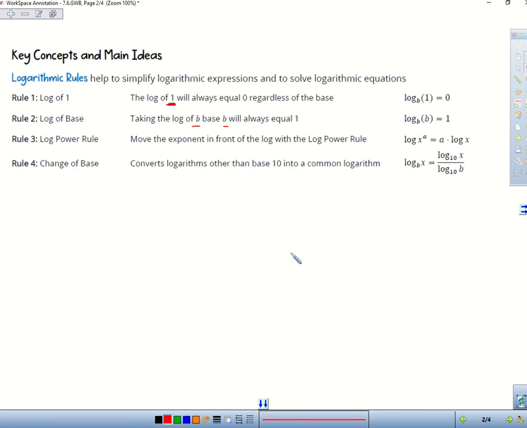So rule 3, move the exponent in front of the log with the power rule. This one's really, really essential. If you have log of some number, and it's to an exponent, you're able to bring that exponent out front and multiply it by the outside of the log. Okay, that allows you to get rid of the exponent in the log, and that allows you to proceed with the solving of the problem. And then lastly, this is called the change of base. This will require you to use a calculator.